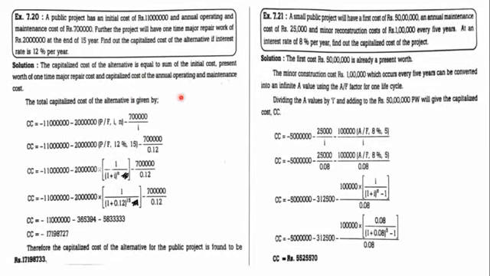Okay, got it. Now going to the second problem. A small public project will have a first cost of 50 lakh rupees. The first cost, or we can say the initial cost, is 50 lakh rupees, and the annual maintenance cost is 25,000. And the minor reconstruction cost is 1 lakh rupees for every 5 years. Here the minor reconstruction is for every 5 years, at an interest rate of 8%.